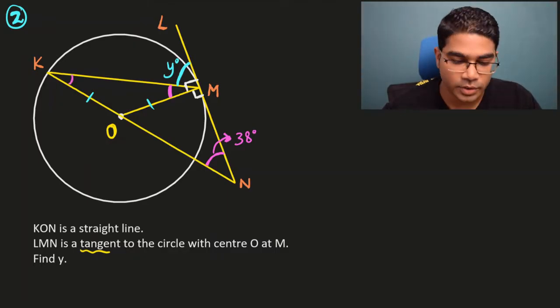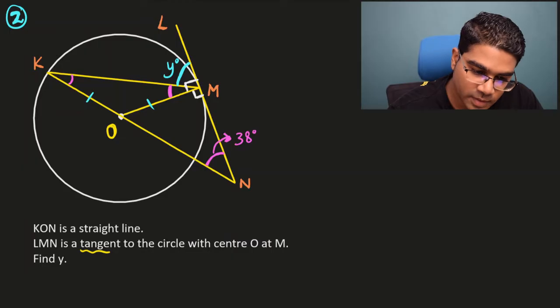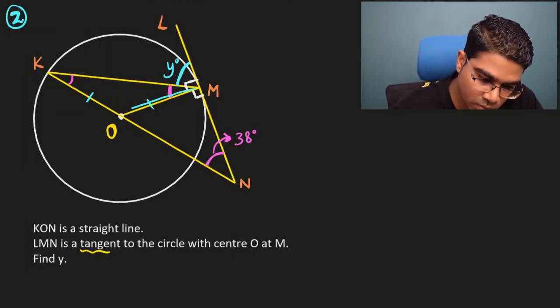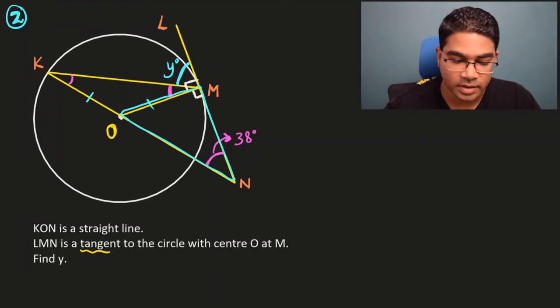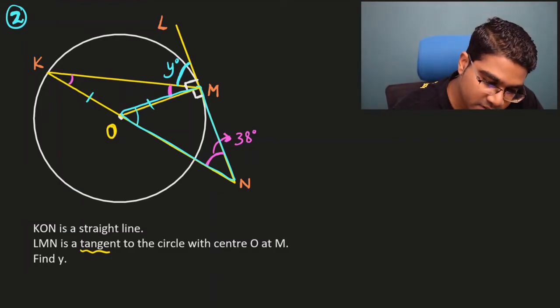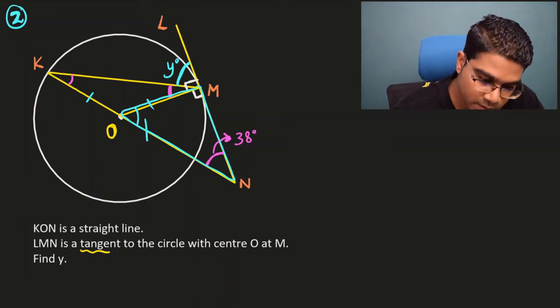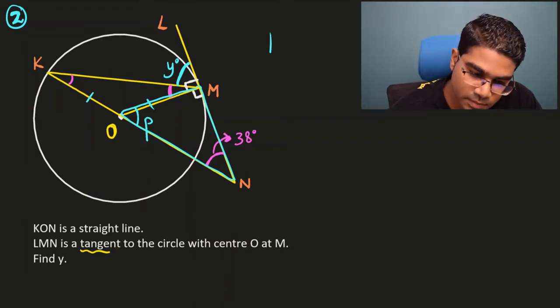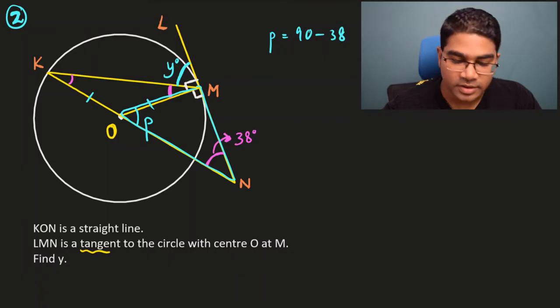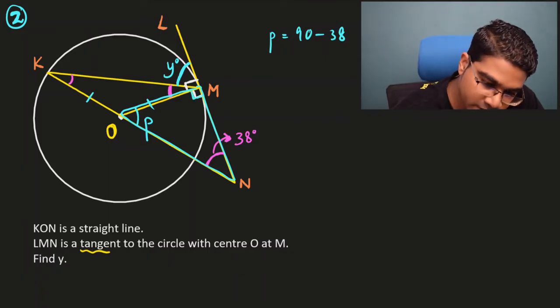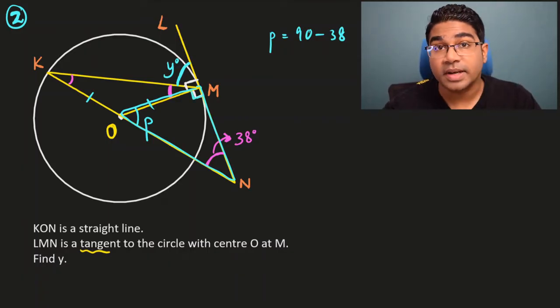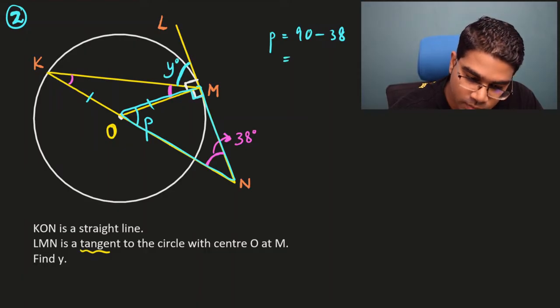There are two triangles that we are going to use to solve this. The first one is this, OMN. So if you notice, we have a right angle triangle here, which means we can find this angle. This angle will simply be, let's call it P. P will simply be 90 minus 38. Since it is a right angle triangle, this side is already 90 degrees, and therefore P is 90 minus 38, and this is 52.